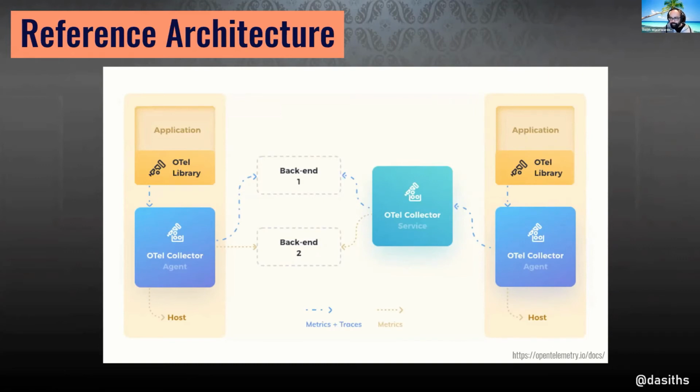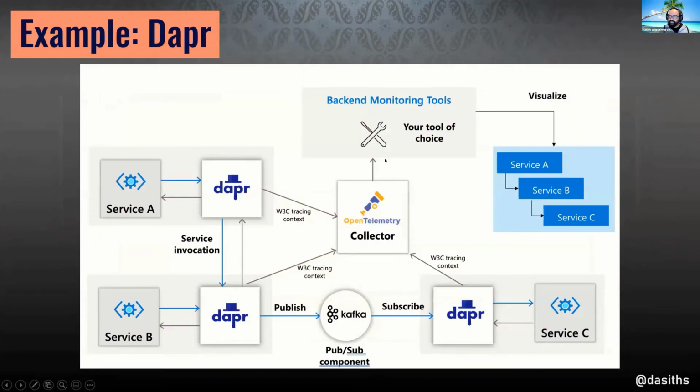A good example of this greenfield approach is Dapr in my example. If you've ever worked with Dapr, you'll know that the Dapr sidecar pushes all of the OpenTelemetry data in by default. I think it comes with Zipkin, but you can choose any sort of backend monitoring tool. They do it through an OpenTelemetry collector. The Dapr sidecar pushes the telemetry into this collector, which processes it and then pushes it to whatever backend monitoring tool of your choice. And it gives you this nice visualization.